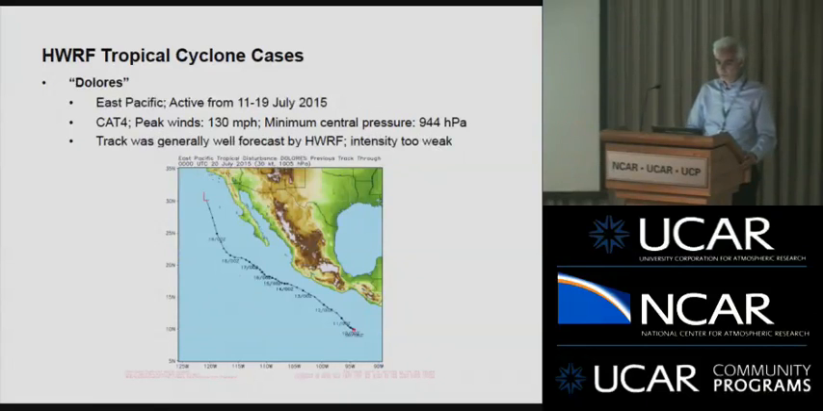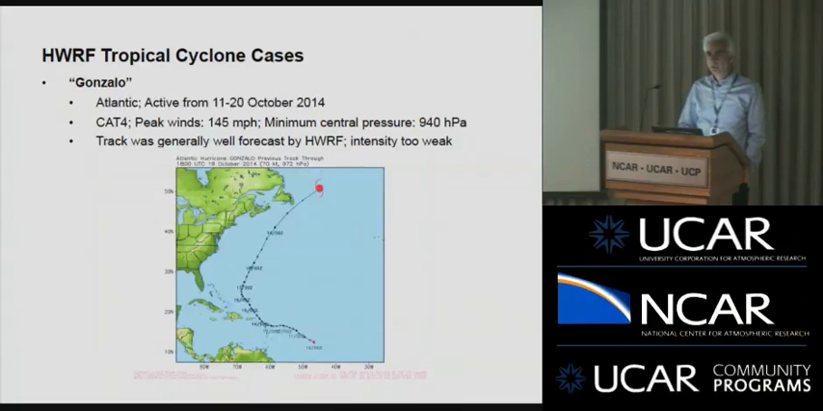Dolores is an East Pacific case from July 2015. This also reached Category 4. This one was generally much better forecast by HWRF and other models, although the intensity was a little bit too weak. And finally, Gonzalo was an Atlantic case from about 2 years ago, also a Category 4 storm. Here the track also was generally well forecast, and this was a rather classic track of the storm skimming by the Caribbean and then turning northeastward out to sea.